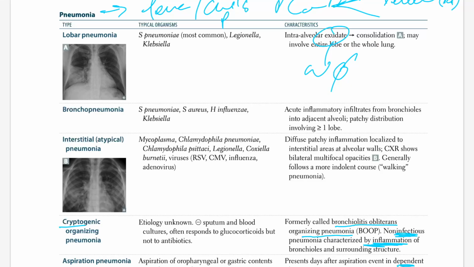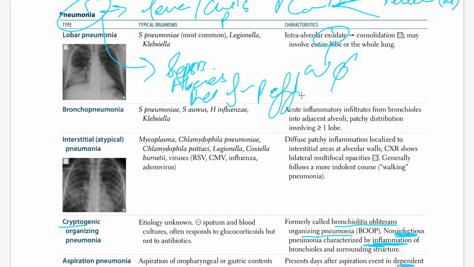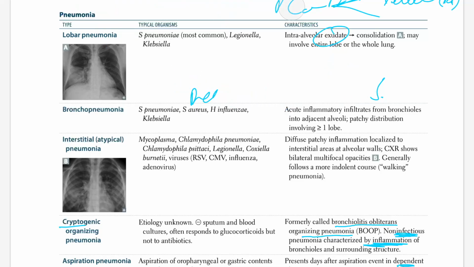What are the complications of these pneumonias? So you can go into sepsis. That's one complication. You can go into, again, sepsis, abscess formation, respiratory failure, pleural effusion, or eventually can go into ARDS. Okay, so yeah, this is all about here.